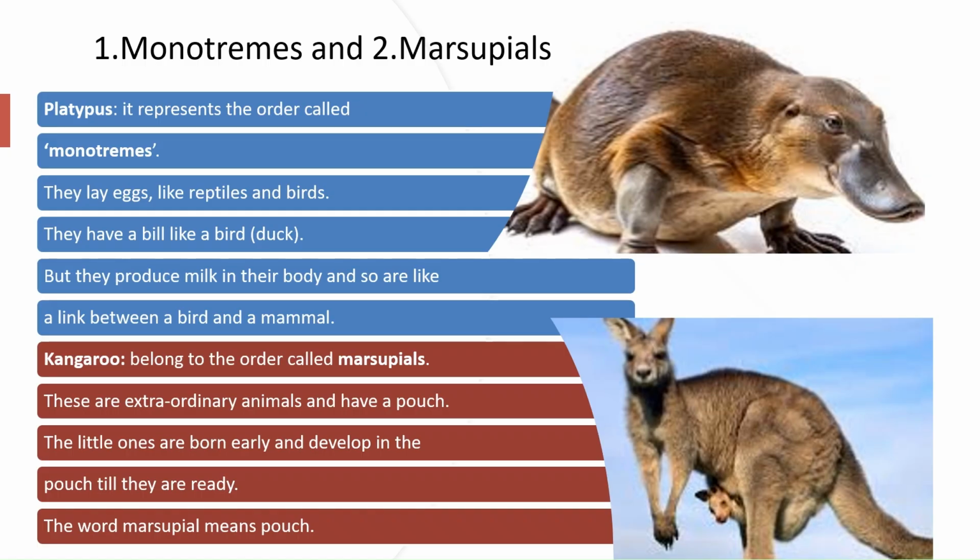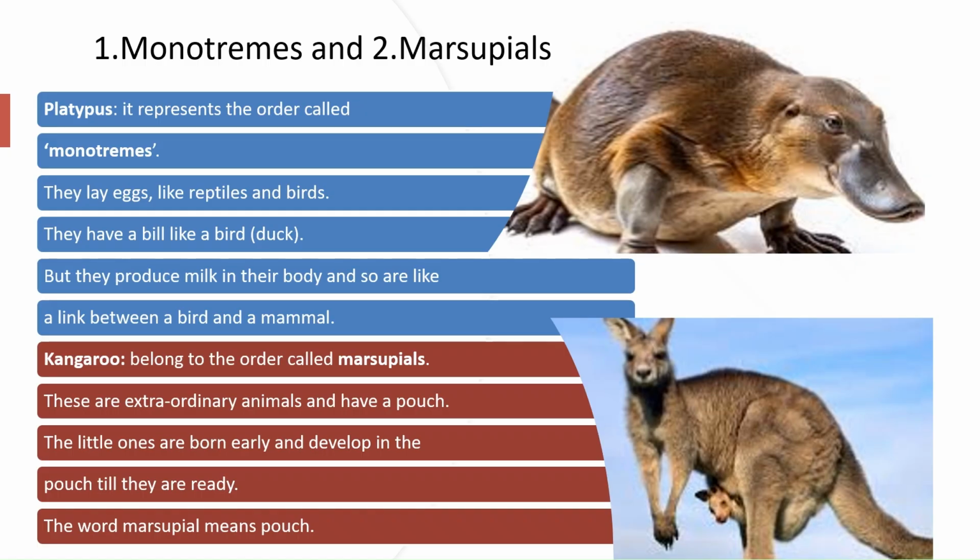Monotremes and marsupials. Platypus represents the order called monotremes. They lay eggs like reptiles and birds. They have a bill like a bird, that is like a duck. But they produce milk in their body and so are like a link between a bird and a mammal.